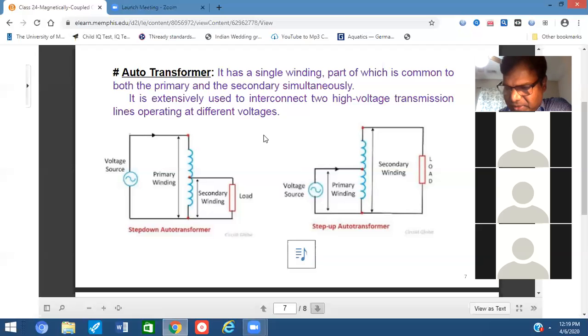In case of 3 phase, we get 208 volt. But they receive 115 kV from TVA, then immediately they step down to 23 kV. So that is one of the best examples of the auto transformer.